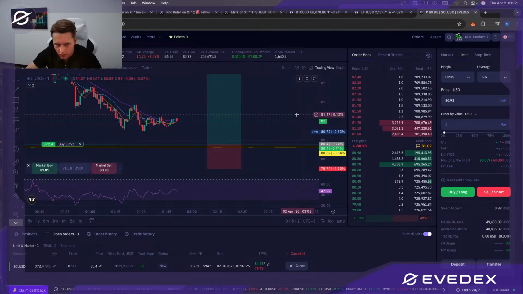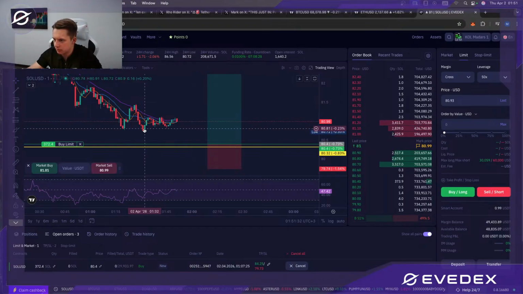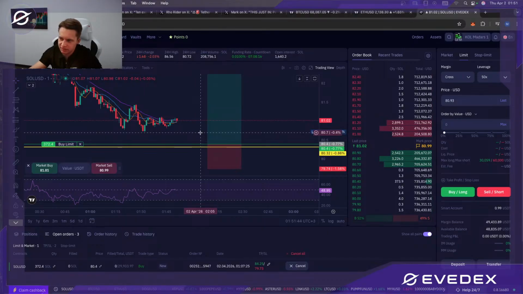So right around now, we would expect some kind of break of structure. We've been consolidating for about 20 minutes. I've been sat doing pretty much nothing for about 20 to 30 minutes. I'm waiting for the price to come into this level, so we can take that trade on.